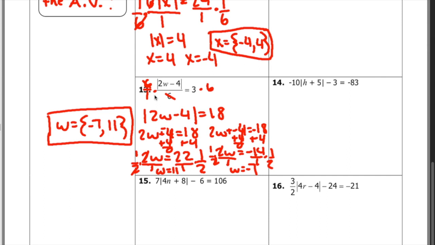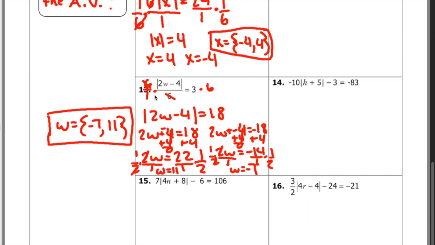All right, let's take a look at number 14, and then we'll move on to the bottom and look at 17 and 18. So for number 14, we have two different things going on that we need to get rid of in order for us to isolate our absolute value. So just like if this was a two-step equation and you had negative 10h plus -3 equals -83 or some equation like that, we always want to get rid of what's being added to the variable first.